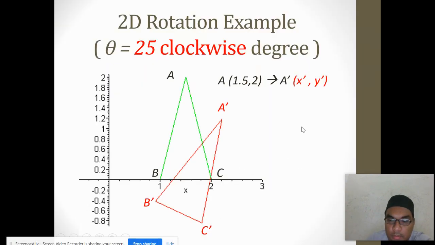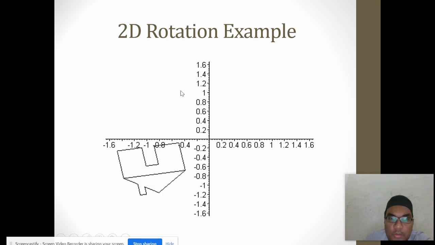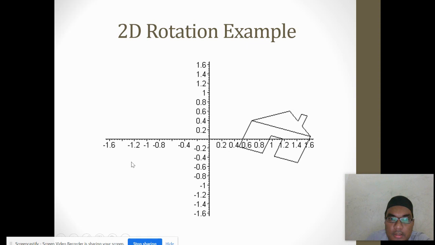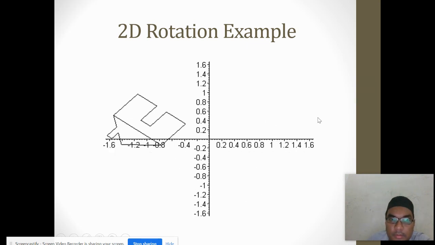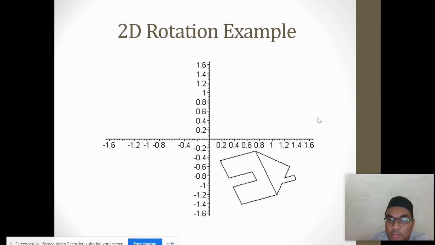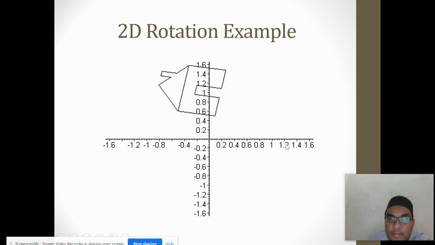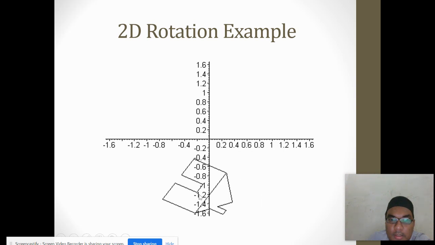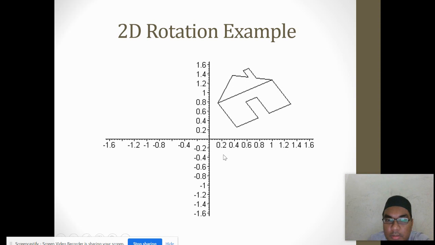So that's basically how it works for the rotational. You can see that the object is rotated like this, meaning that everything is moved around. It's not like scaling. This house still keeps its shape, it's just moved in position. But this one, the roof itself also moves in rotation.